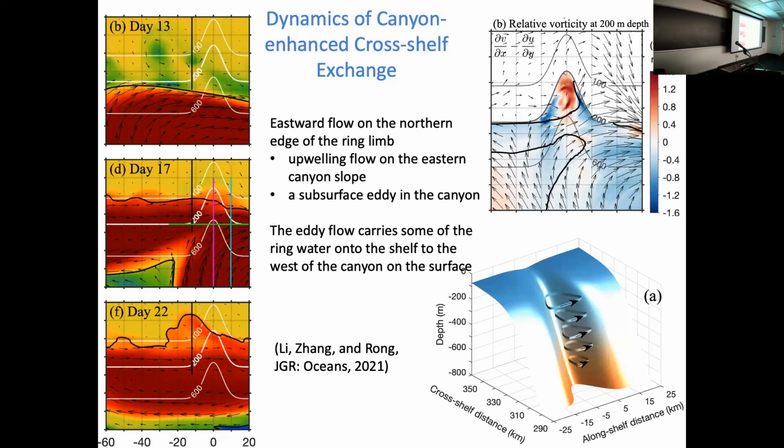And then you have this flow going cross-isopath, going offshore, eventually crossing onto the shelf to the east, and then eventually coming offshore. And inside the canyon, you have this small eddy. The eddy was able to carry some of the subsurface ring water, and also encounter this rising slope on this side. In this case, it actually brings some of the ring water onto the shelf on the west side. So that caused this intense intrusion onto the shelf.